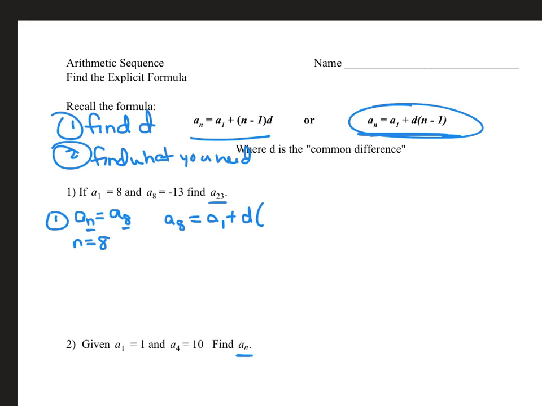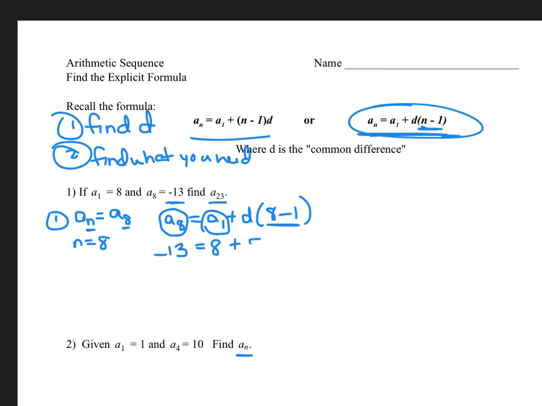You can do this in one step, but I just want to make sure you understand. So n here is 8, so I'm going to be plugging in 8 there. So now I plugged in this part. So this is kind of showing you that n is different than a sub n. So now I can replace this a sub 8 with what it is. It's negative 13. And I can plug in the a sub 1 with 8. Now, if you understand this, then you can just plug it in right away. I'm just going to do it step by step.